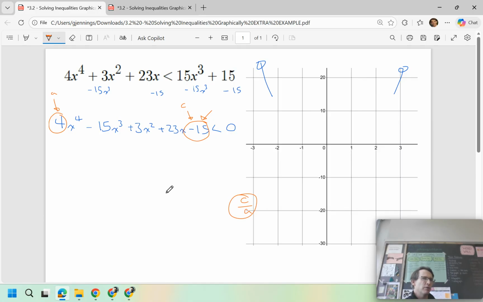There's an easier one to take out. 1. Just check 1 first. Plus or minus 1 is almost always an option to check. Will plus or minus 1 produce a 0 here? If x is 1, what's our function equal to here? 4 minus 15 plus 3 plus 23 minus 15.